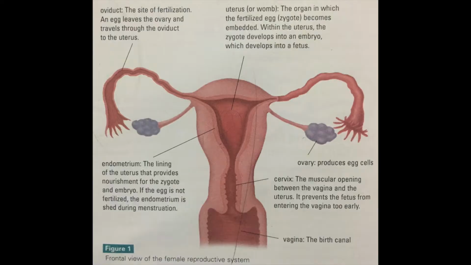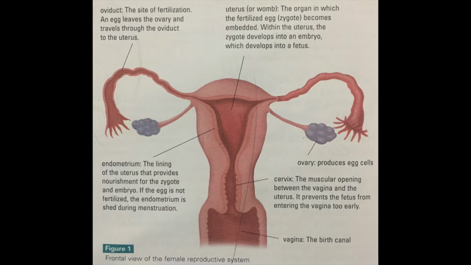Okay, sex cell development in females. The female reproductive system in mammals, in figure 1, I'll show that now. Okay, let's start in the upper left. We have the oviduct, the fallopian tube, the site of fertilization.